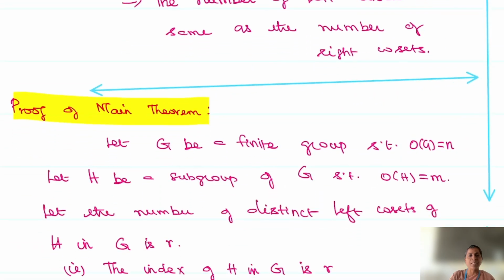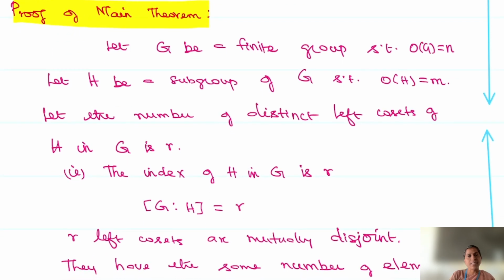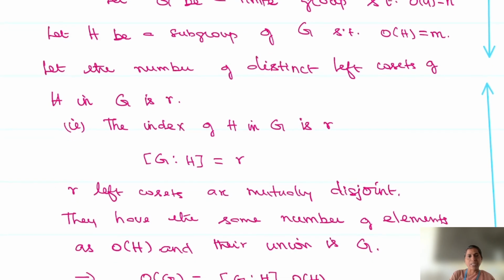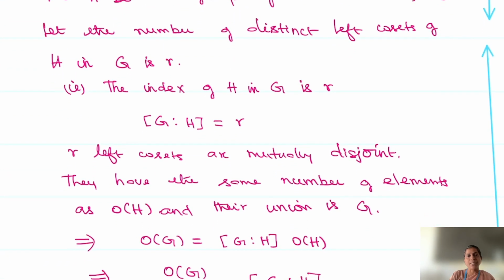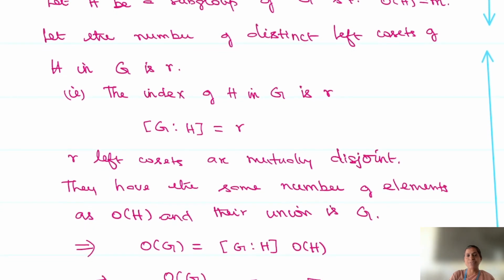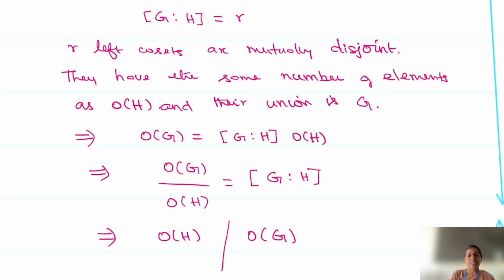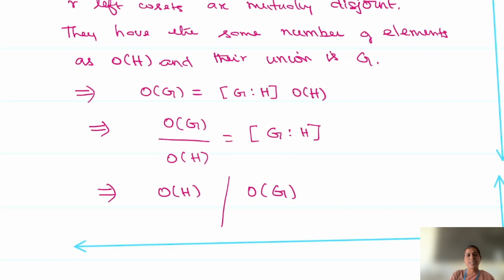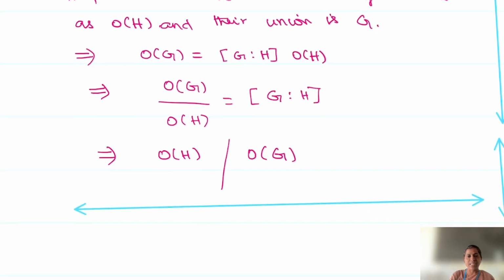Then coming to the main proof, proof of the main theorem. G is a finite group and order of G is equal to n, and H is a subgroup and order of H is equal to m. Now we know that the index is k. Index is nothing but the number of distinct left cosets of H in G. Using that, we know that order of G is equal to index times order of H, which implies order of H divides order of G. This is Lagrange's main theorem.